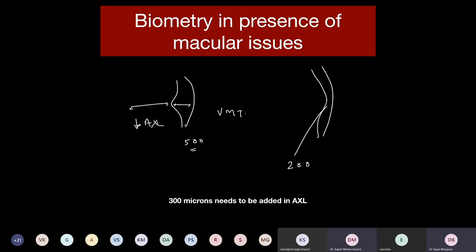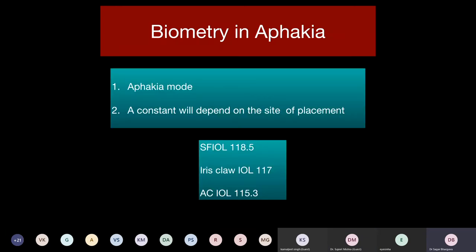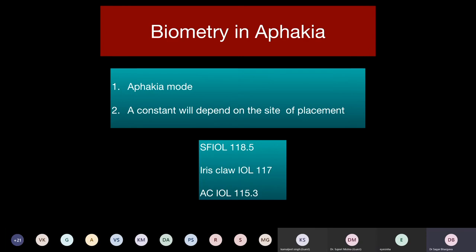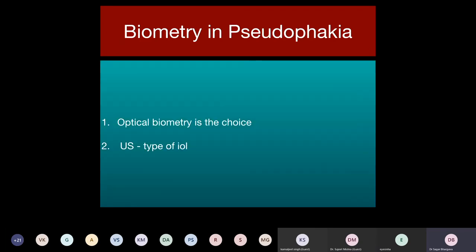Now, certain patients come in with aphakia, and they come for a secondary IOL implantation. So in that scenario, you have to do it in aphakic mode, and the A constant will depend on where you are going to place the IOL. Whether it's a sulcus fixated IOL, an iris claw IOL, or an ACIOL, the A constant has to be carefully taken note of, and then accordingly the IOL has to be implanted.